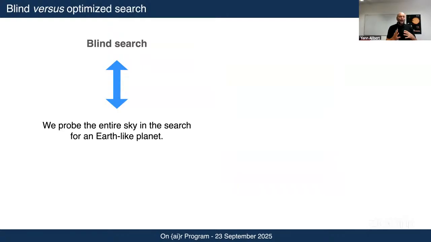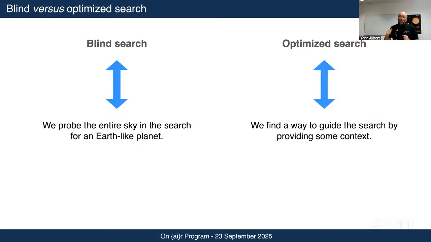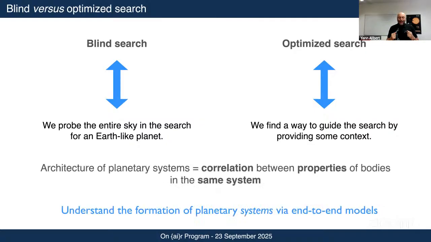For this, there are two possibilities. Either we can just look at random, but then this is very difficult because, as you know, there are many stars, and so the chance to find an Earth by chance is maybe not so big. Or we can do an optimized search, and so we need to have a way to optimize the search in order for us to say, okay, maybe for this star there is a bigger chance to have a planet like the Earth. And this is where the architecture of planetary systems comes into play.